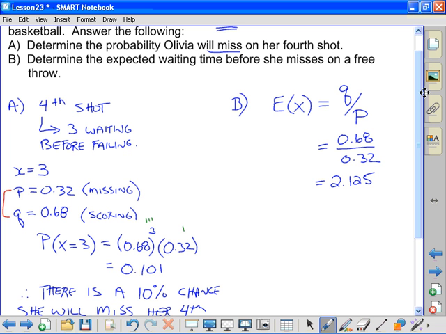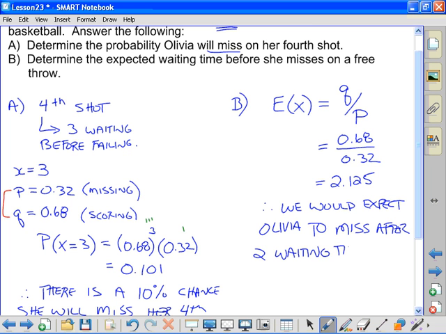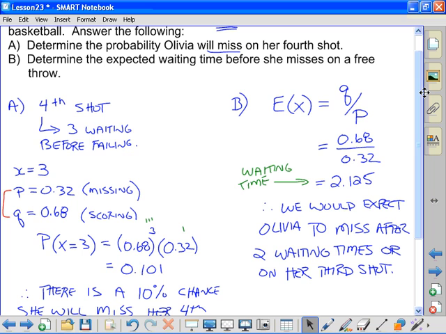Absolutely not. So therefore, we would expect Olivia to miss after, and here's where it's tricky, after 2 waiting times, or on her 3rd shot. Okay, expected is going to come back with waiting time. So we're going to have to wait twice before we expect her to miss, which translates to her 3rd shot. All right, one more example to finish up, and then we're done this particular note. We'll see you in a minute.